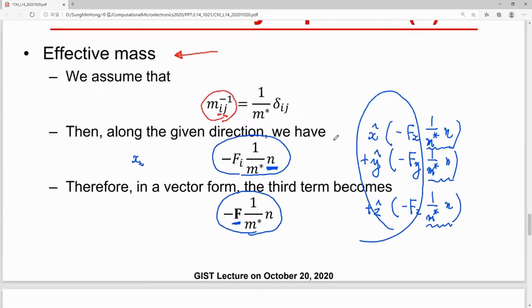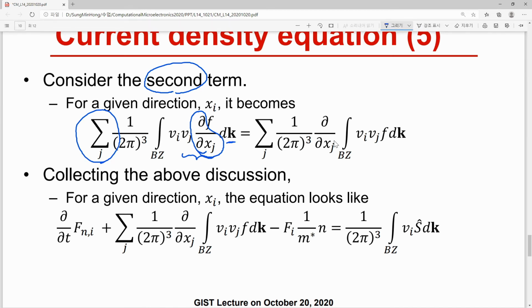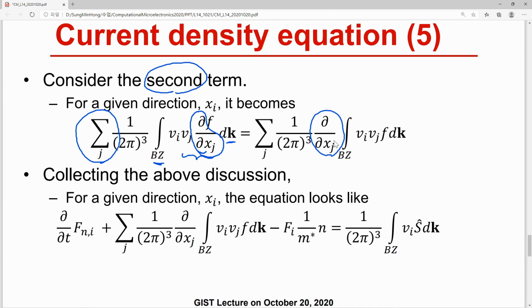So let's go to the second term here. Now we introduce the j summation and have this term. This term corresponds to our previous parenthesis. And now you can see that once again this real space derivative has nothing to do with the momentum space integration, so we can pull it out here. So this is the form for the second term.